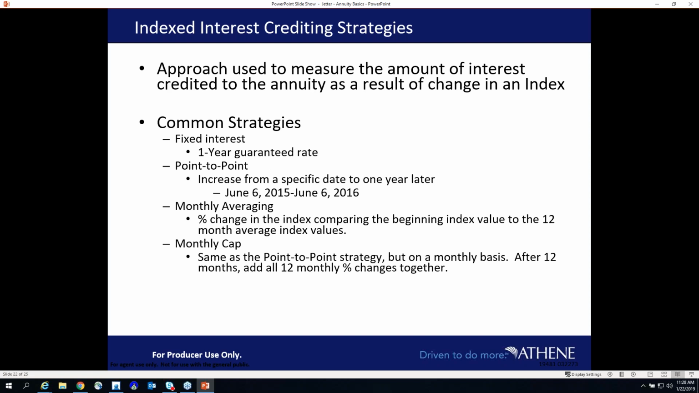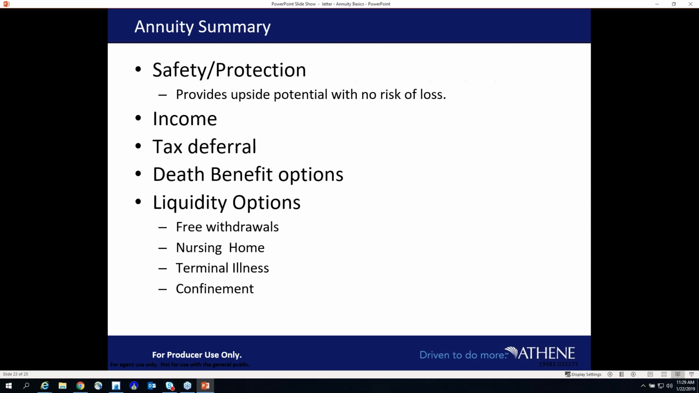So the most common are going to be just your straight point-to-point. The 1 and 2 year strategies seem to be the most popular. But again, we do offer many, many different crediting strategies, so you and your clients can pick the ones that you feel are going to be best under your circumstances.